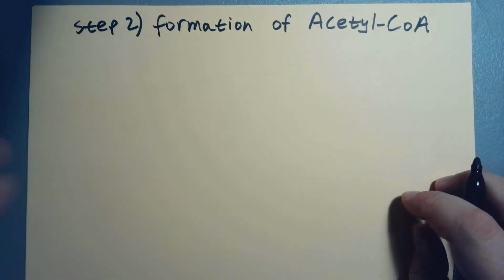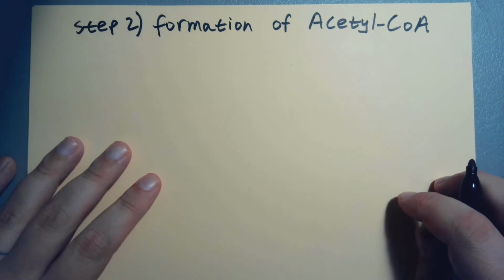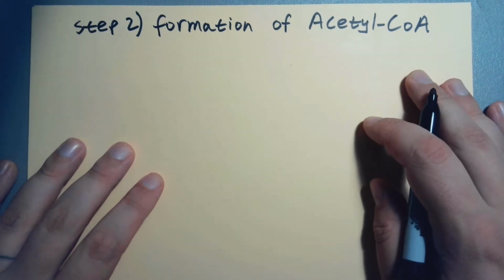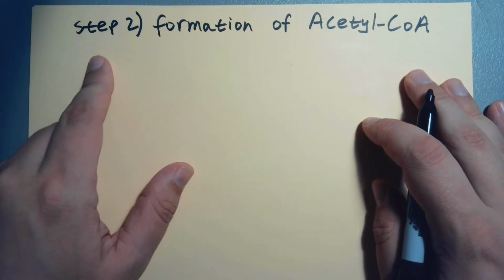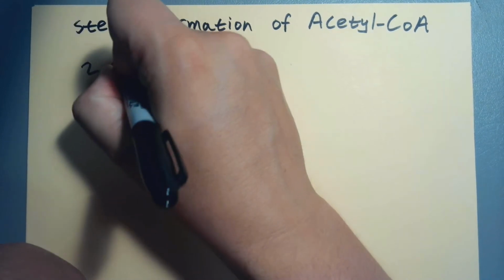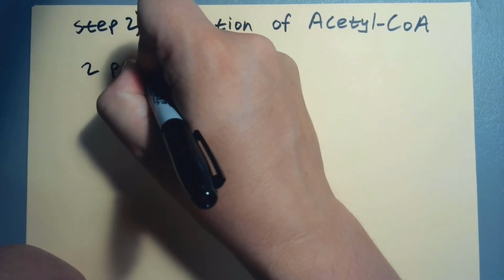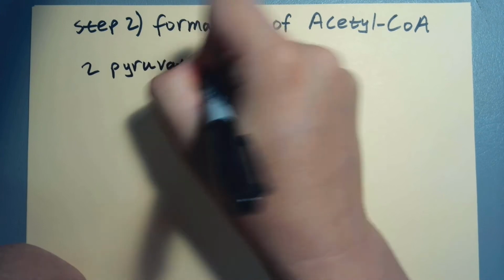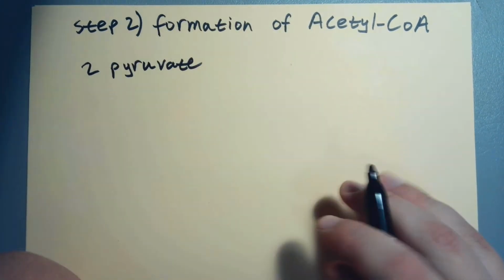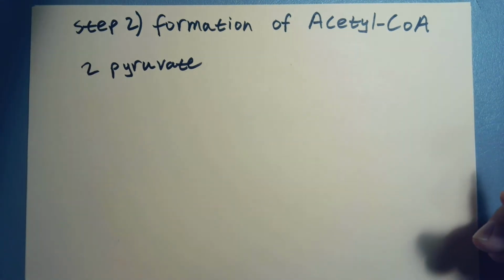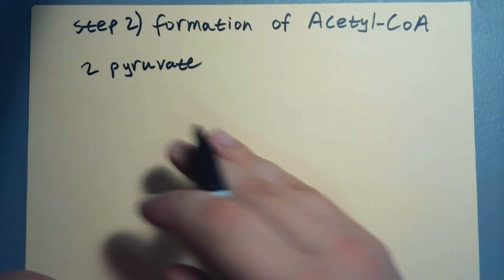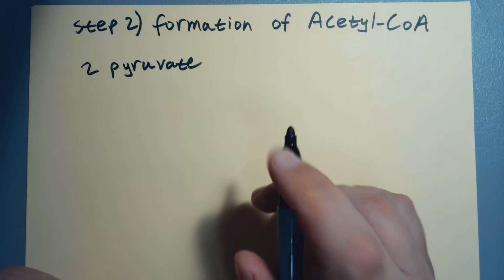Formation of acetyl-CoA. You'll never guess what we do in this step. You don't even know what acetyl-CoA is, but you know we're making it. We didn't start with it, right? We're starting with pyruvate. So we have our 2 pyruvate from earlier. And so this is where our carbon is. Again, we took a sugar and we just basically broke it in half. We made pyruvate. If you want to know what pyruvate looks like, just look it up. That's not really what we're doing here.